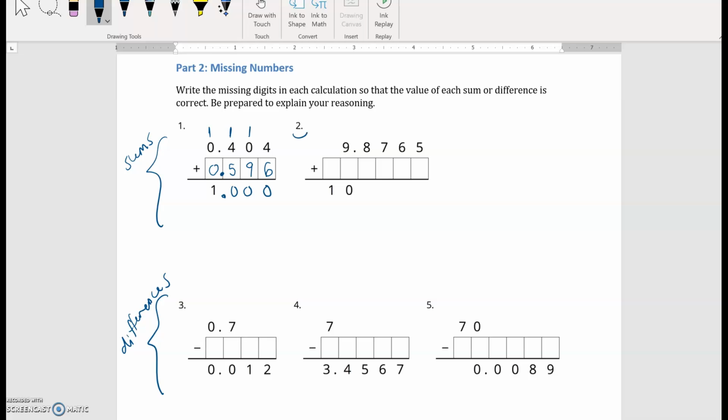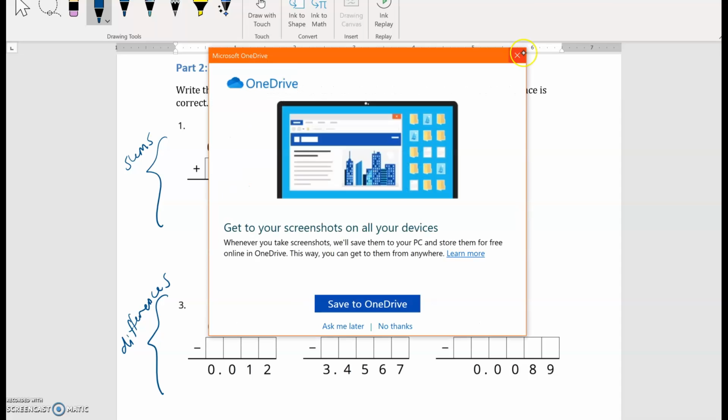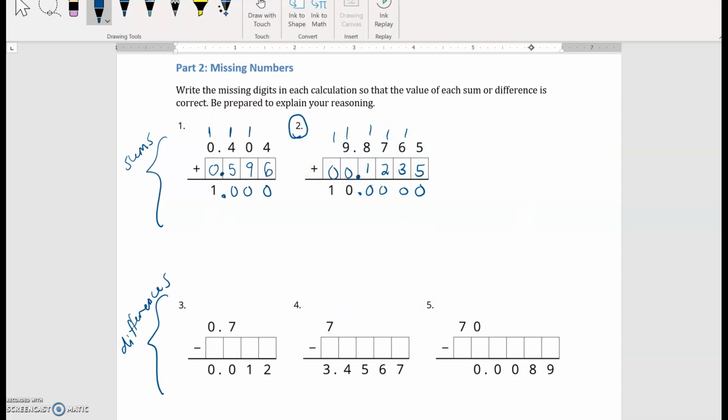Try number 2 right now and then check your work after pausing the video. What you should have put in the boxes is 0.1235, or 1,235 ten-thousandths. If you have any questions, you may ask here or clarify with a teammate why the answer is this answer here.